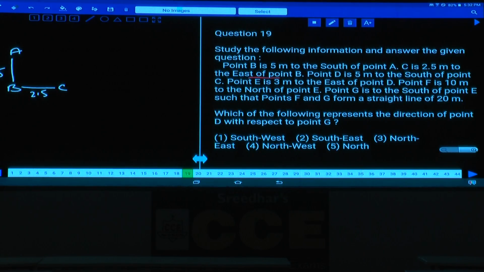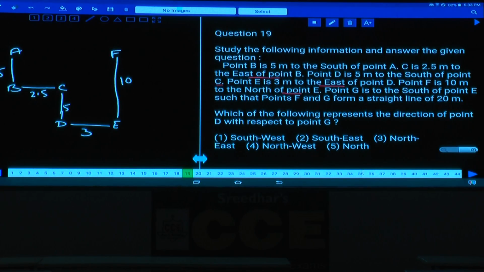D is 5 meters to the south of C. Now D is here. E is 3 meters to the east of D. Point F is 10 meters to the north of E, so F must be here. What is the distance? 10 meters.